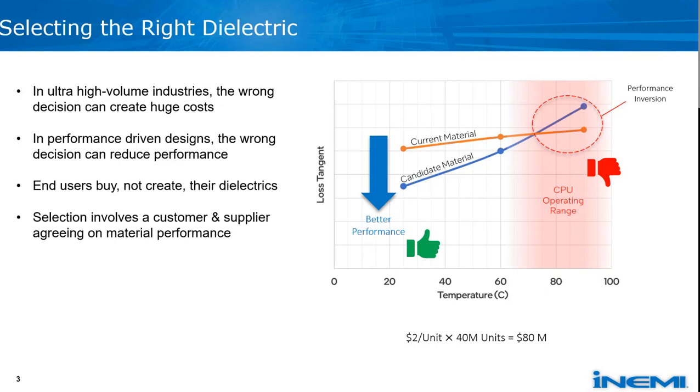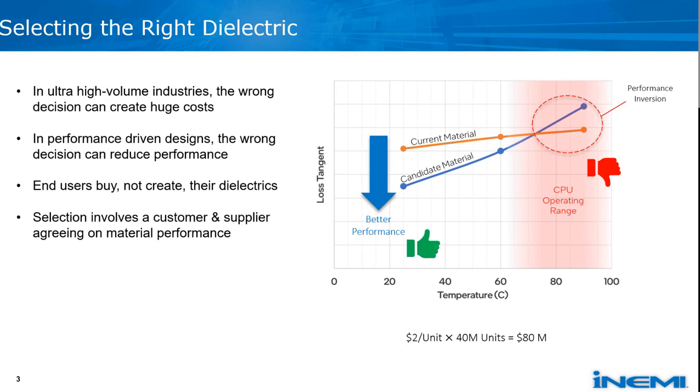Additionally, in this space that we're talking about, almost all of the end users ultimately buy their dielectrics. They're not actually in the business of making the dielectrics. So for example, a CPU manufacturer will source their dielectric materials from companies that make the dielectrics, and then we bring them in-house to build our packages.